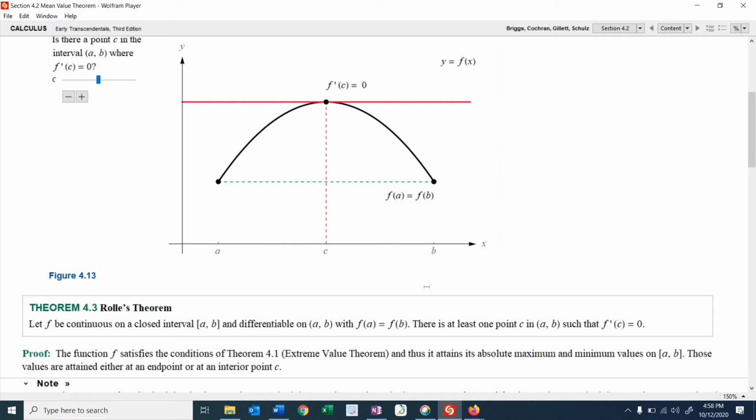And so the conclusion says there must be at least one point c in the open interval from a to b such that f prime of c is equal to 0. And you can see that it's at this point right here. First of all, c is in the interior between a and b, right? And you can see that the derivative at c is actually equal to 0 because the slope of that tangent line at this particular point is 0. Okay, so that gives you a graphical sense of why this theorem is true.